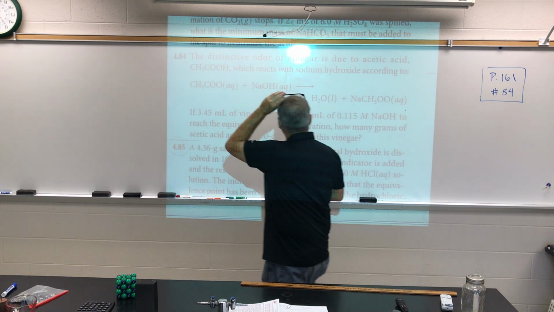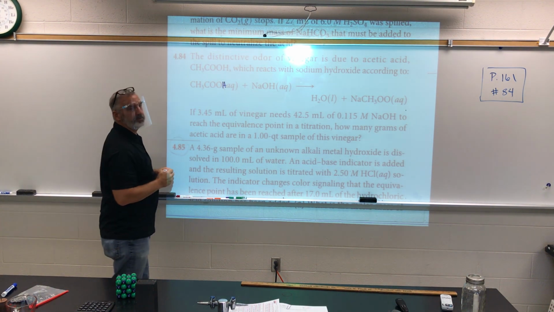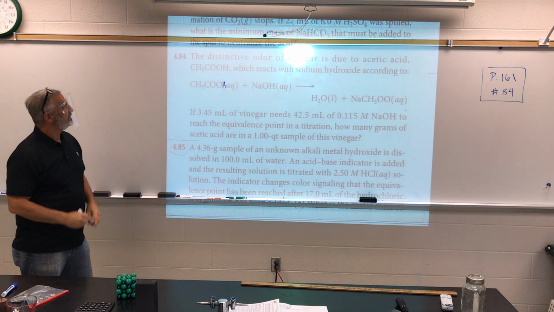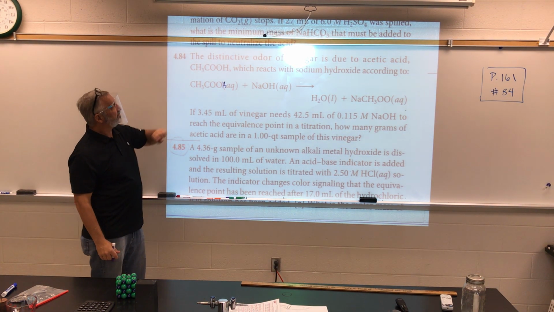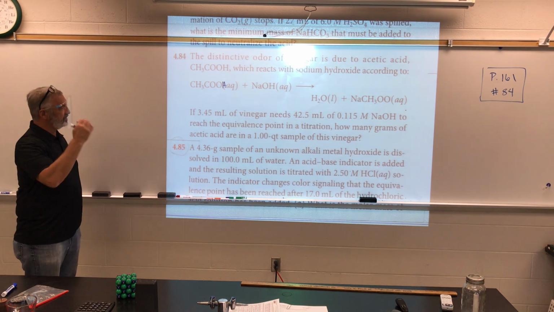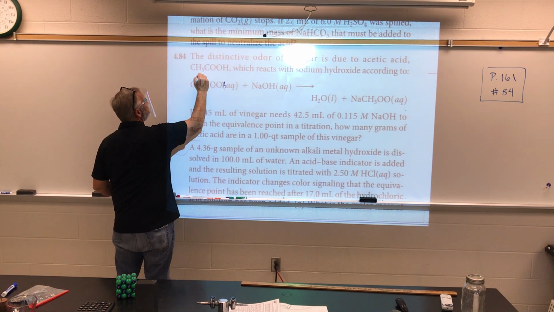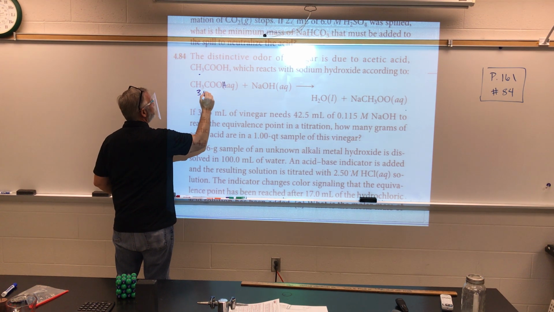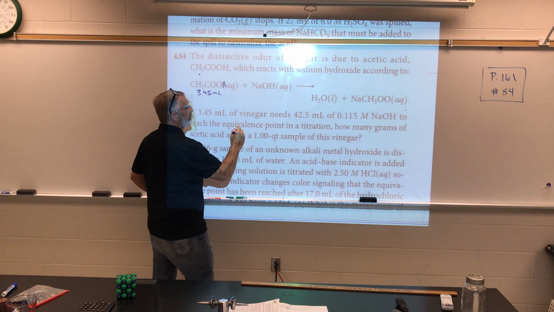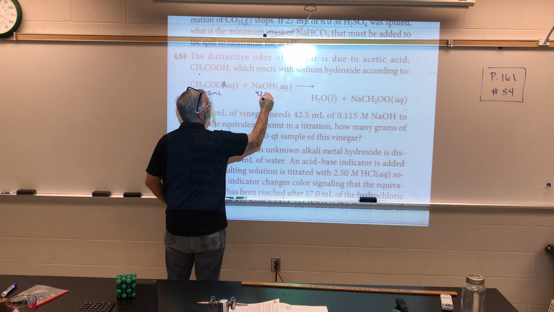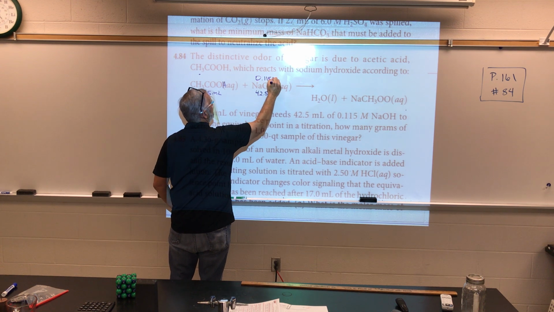The distinctive odor in vinegar is due to acetic acid. Now there's supposed to be an H right there. There's a typo. Okay? Due to acetic acid, which is this, which reacts with sodium hydroxide according to the equation. Now there are 3.45 milliliters of vinegar. So we have 3.45 milliliters of this. Reacts with 42.5 milliliters of this, but it tells us that it's 0.115 molar.